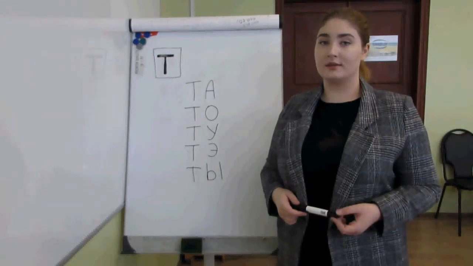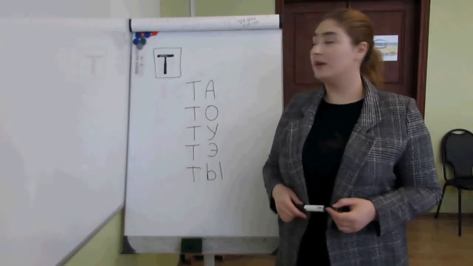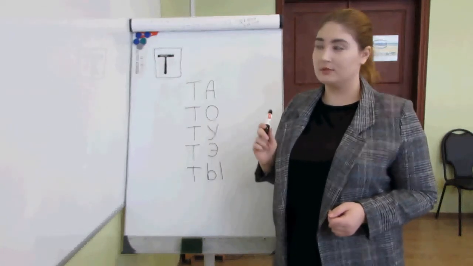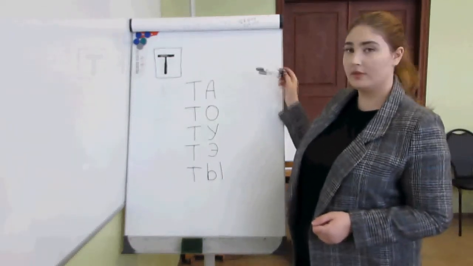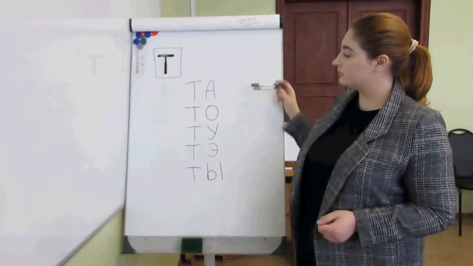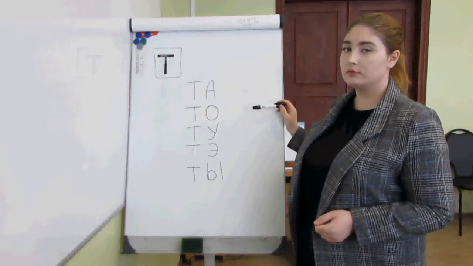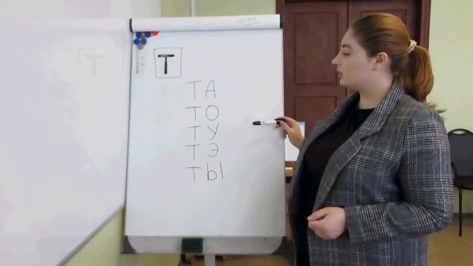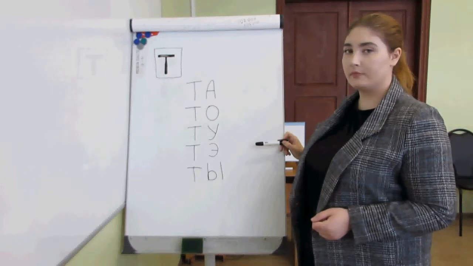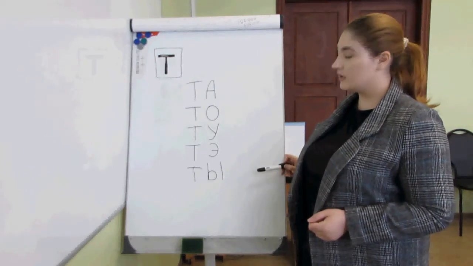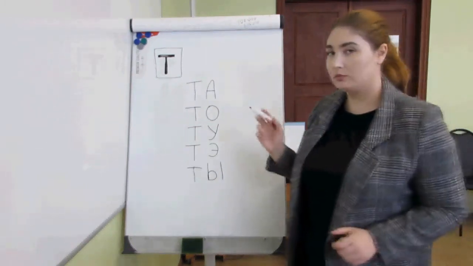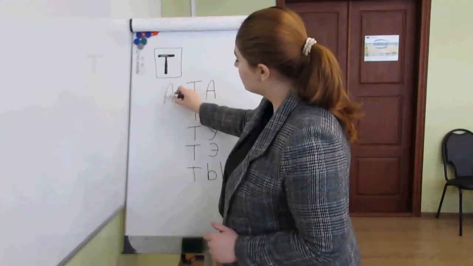And the last letter we are going to talk about is T. It is an unvoiced letter, and now let's look at these syllables. Ta, ta. To, to. Tu, tu. Te, te. Ty, ty. And now I'm going to add vowels.